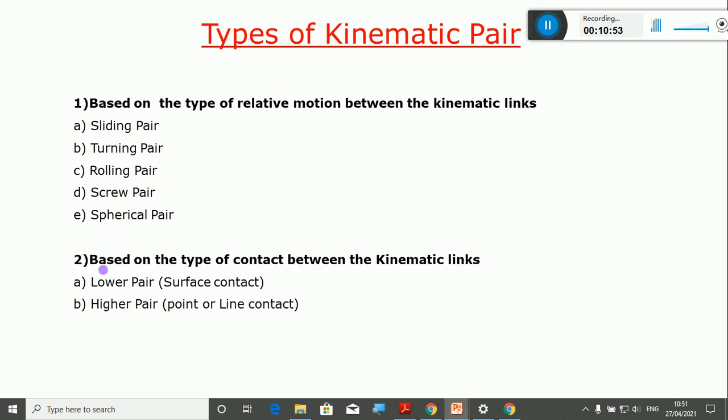The second criterion is based on the type of contact between two kinematic links. So what is the type of contact between two links? Based on that, I can say the kinematic pair is a lower pair if it has a surface contact. I can say that kinematic pair is a higher pair if it has a point or line contact. Please take another 30 seconds. Please note this.